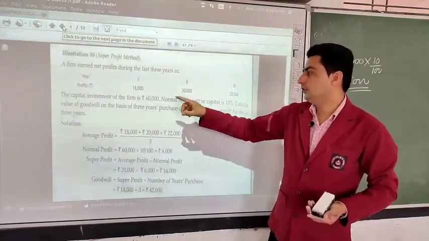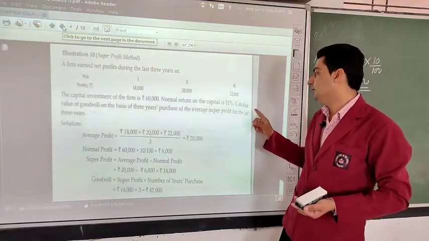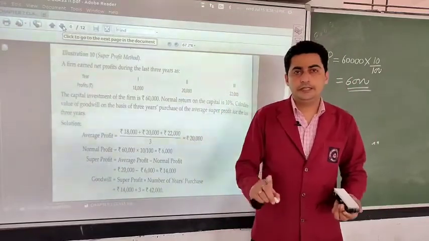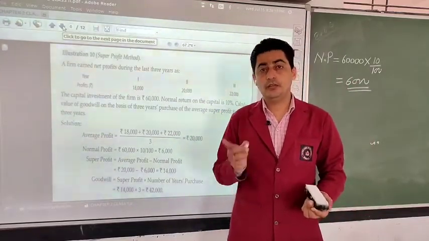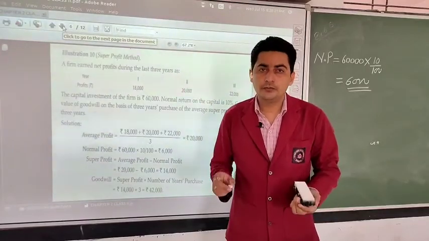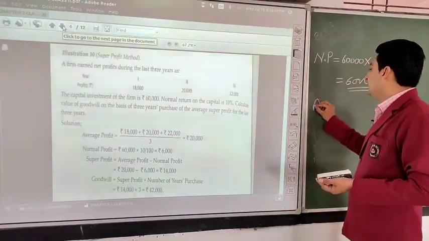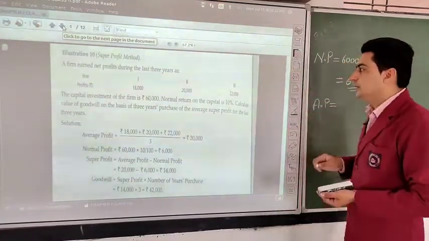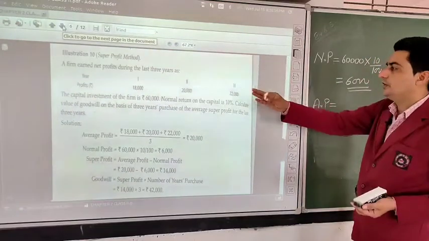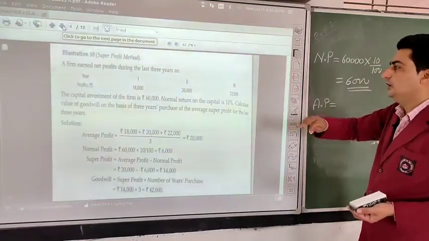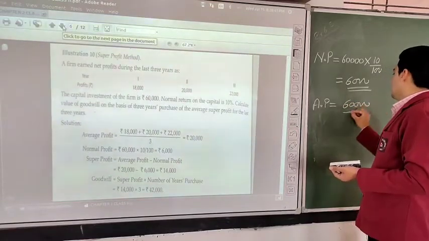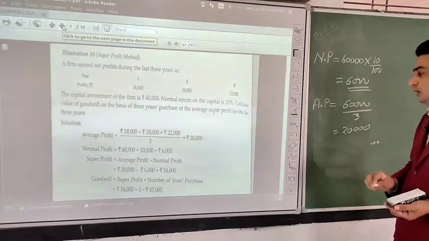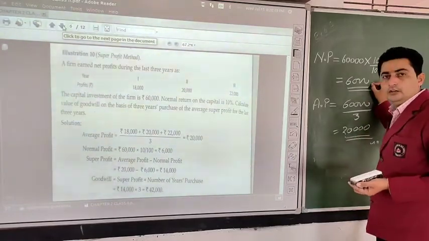Calculate the value of goodwill on the basis of 3 years' purchase of the average super profit for the last 3 years. For calculating super profit, you need two things. First is average profit or actual profit, and the second is normal profit. Normal profit we already have. Average profit is equal to total profits divided by number of years. The total profit is 20,000 plus 22,000 plus 18,000, which is 60,000, divided by the number of years, 3. So the average profit is 20,000.